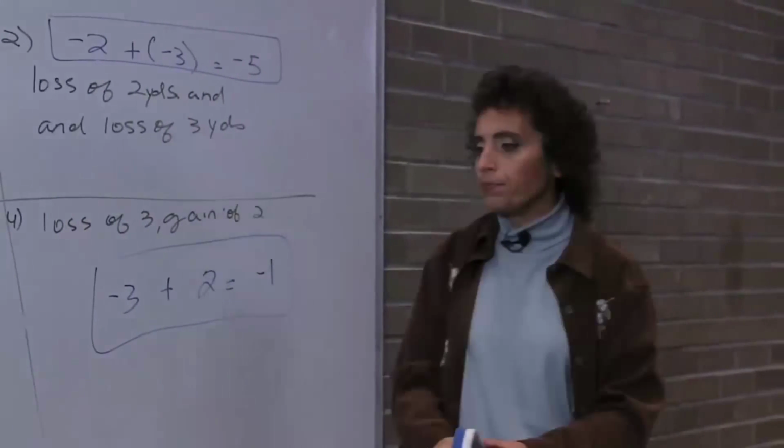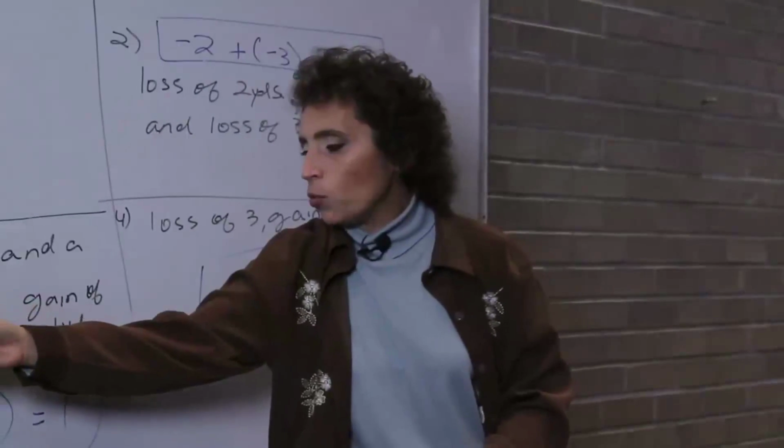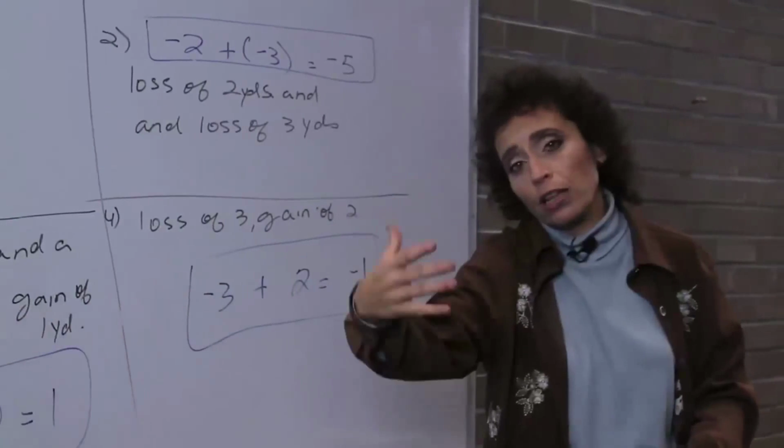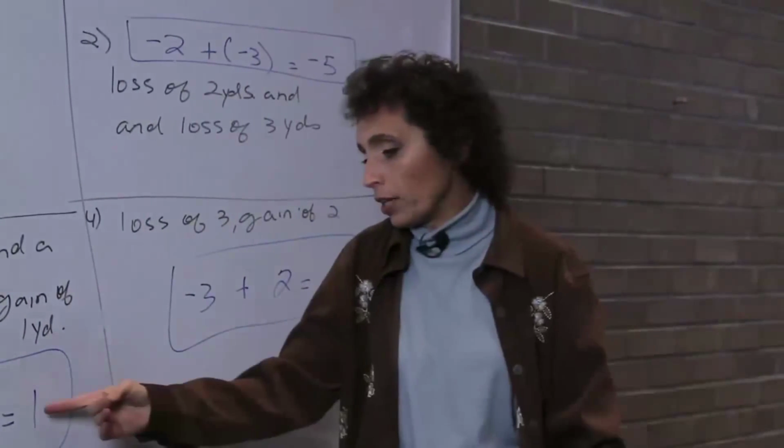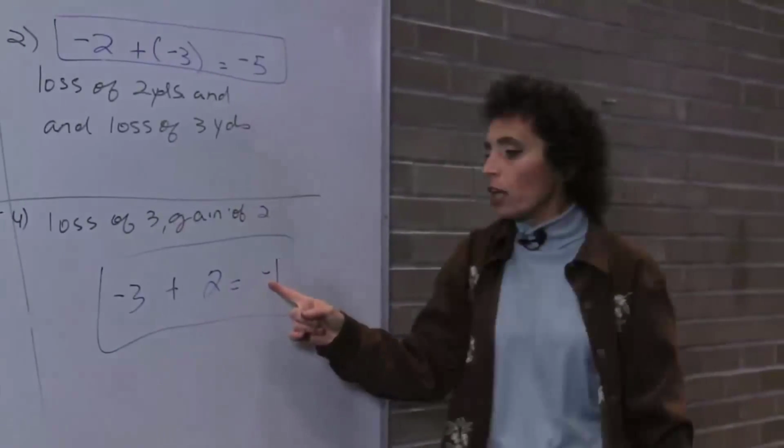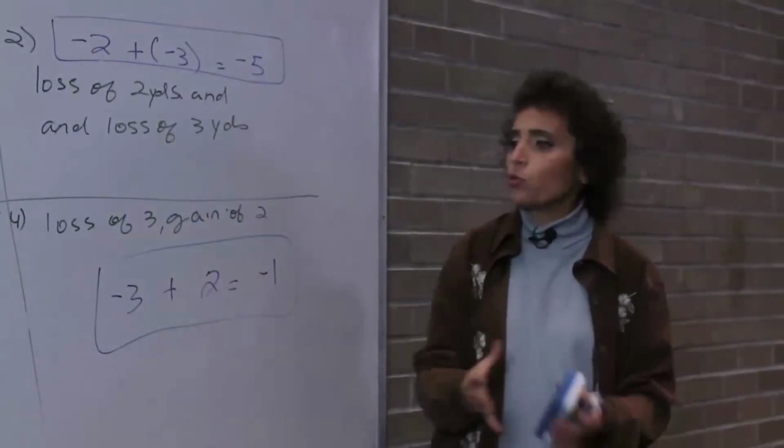Let's think about why. Here my gain was more than my loss. Since my gain was more than my loss, I was going to have gained in the end. So that's why that came out positive. Here my loss was more than my gain. So here's what I'm trying to say.